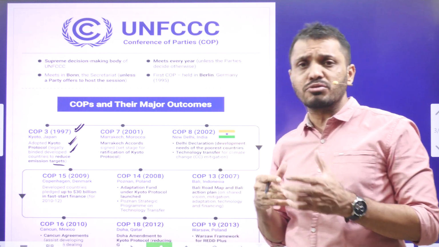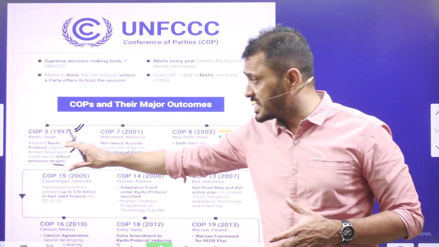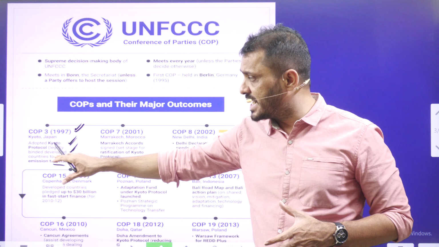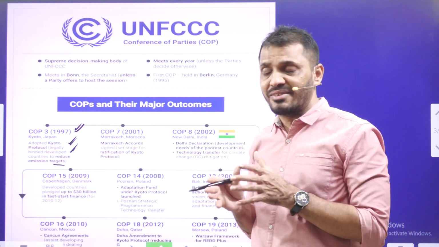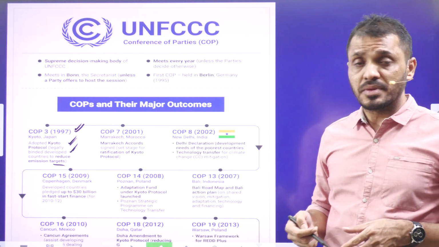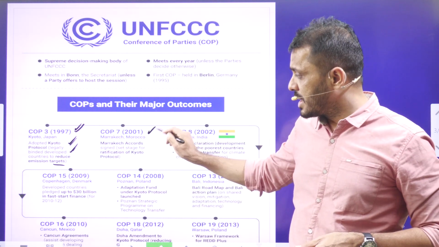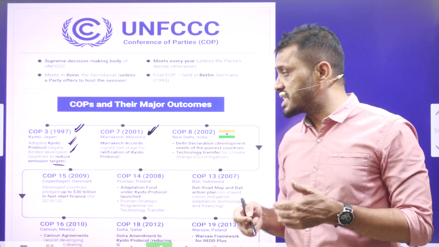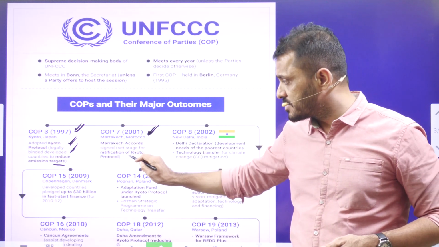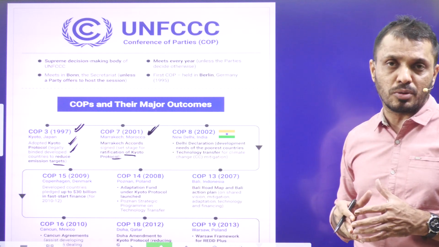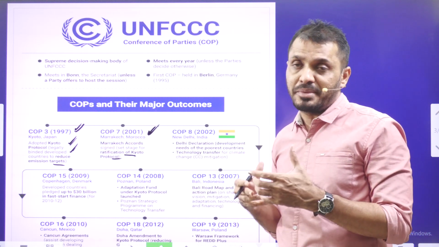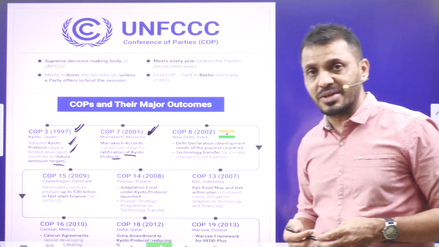And they tried to set the emission targets, which were mainly legally binding on developed countries. It is not related to developing countries. It started with the developed countries. Then COP7, 2001, Marrakesh, Morocco. Here the Marrakesh Accord was signed. According to that, the ratification of the Kyoto Protocol, that means whatever agreements were reached in the Kyoto Protocol are now going to be implemented according to this COP7 protocol.